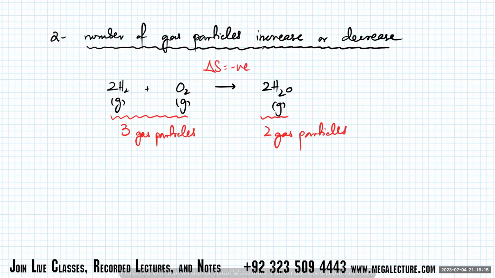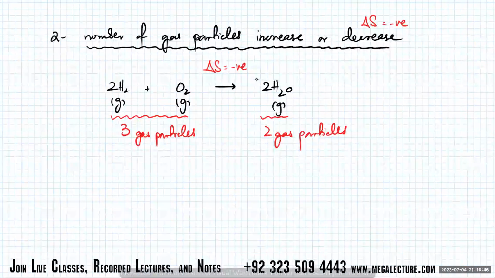I mean, because gas is decreasing. Gas had more disorder, so 3 gas particles would create a lot more disorder compared to 2 gas particles. So if the number of gas particles decrease, there's going to be less disorder. Delta S is negative. So if gas particles decrease, ऊपर लिख देता हूं, so delta S happens to be negative.